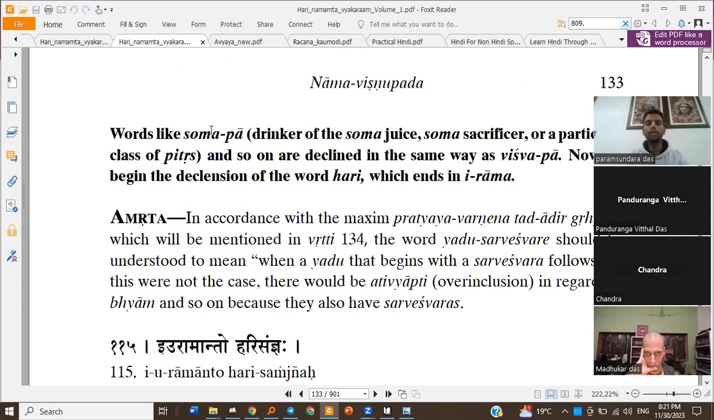Similarly, there are other words like Sompa and so on, which are similarly declined. So you can try declining this Somapa in the same manner as Vishwapa. Then moving ahead, the next word is a word ending with Vamana E. So that's the Hari Shabda Jiva Goswami has taken. Yeah, Hari Shabda.